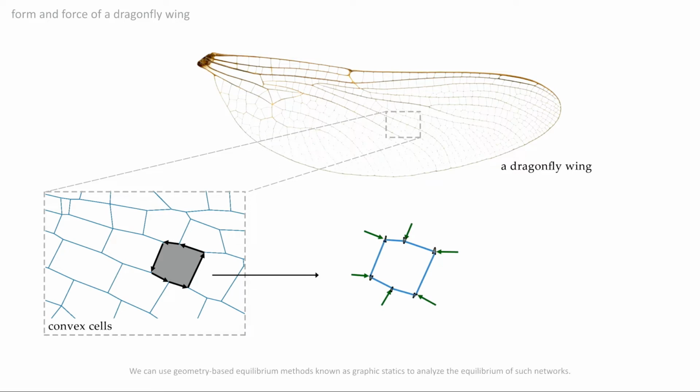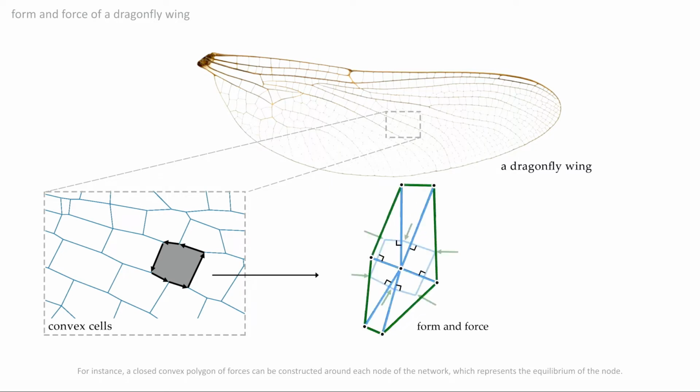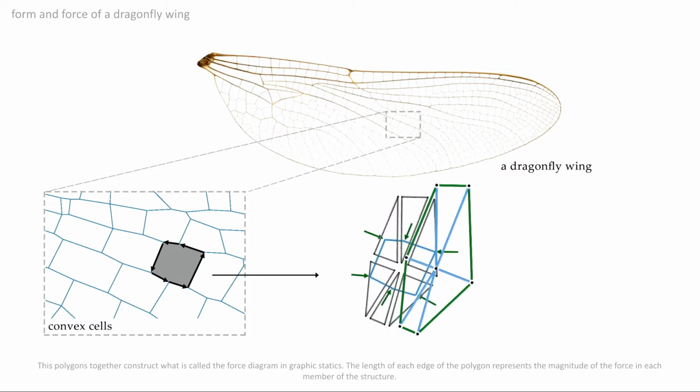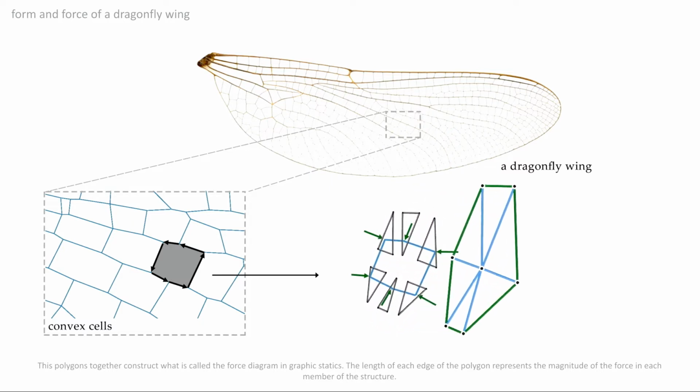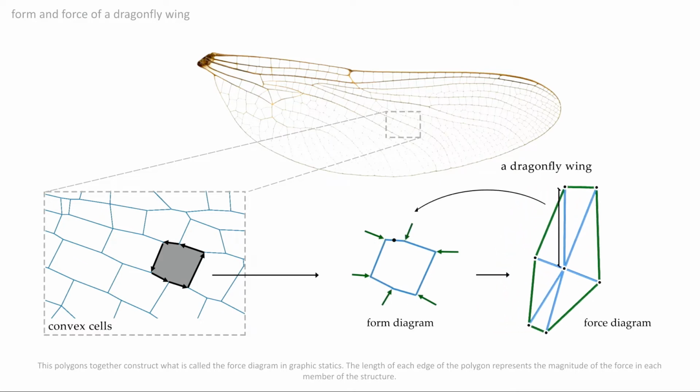We can use geometry-based equilibrium methods known as graphic statics to analyze the equilibrium of such networks. For instance, a closed convex polygon of forces can be constructed around each node of the network, which represents the equilibrium of the node. These polygons together construct what is called the force diagram in graphic statics. The length of each edge of the polygon represents the magnitude of the force in each member of the structure.